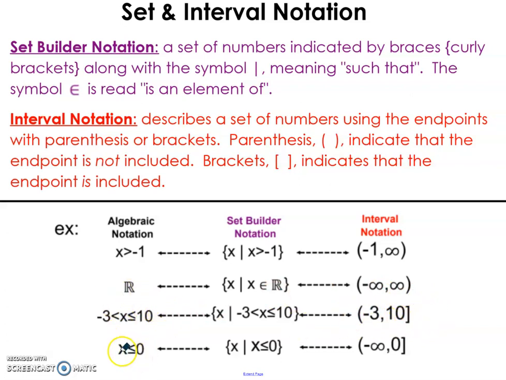Okay, and the last example, x is less than or equal to 0. So set builder notation would be x such that x is less than or equal to 0. And the interval notation would be -infinity, comma 0. Notice that -infinity does have a parenthesis and that the 0 does have a bracket. Okay, it's including 0, so we have that bracket there. Okay, since it's everything less than 0, we're taking everything negative up until 0.